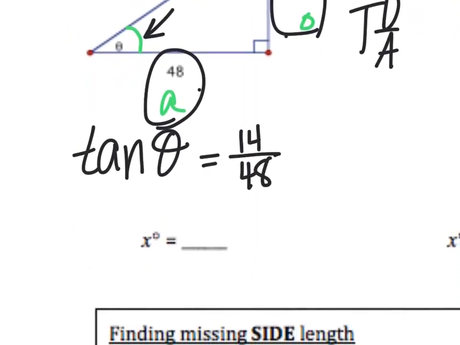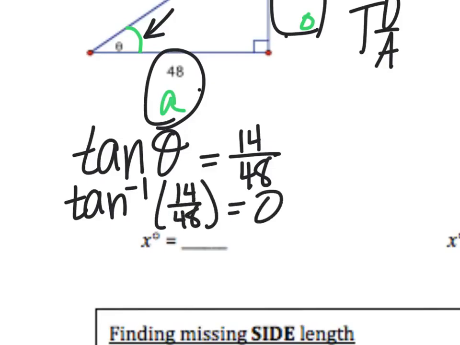Now, unlike before where we were multiplying or dividing, you can't necessarily divide by the word tan. Okay? It has no value with it unless it has a number. So instead, what you're going to do is you're going to take the inverse. The inverse looks like this. Tangent to the negative first, 14 over 48 equals theta, or it equals x in this case. Okay, what that inverse does, it's just like the inverse operation.